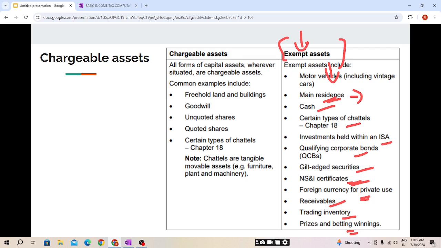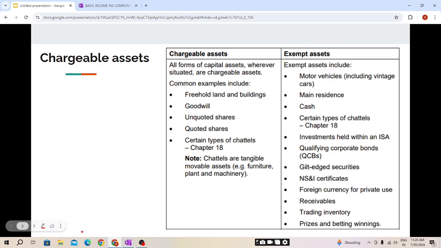The differences between the chargeable asset and the exempt asset, students. I hope this is clear, students.